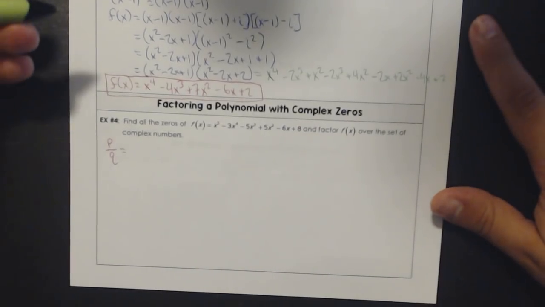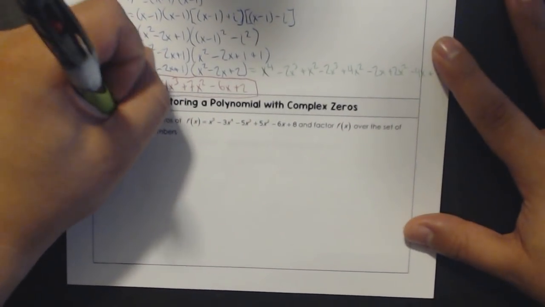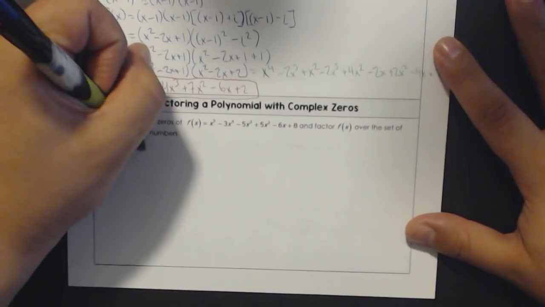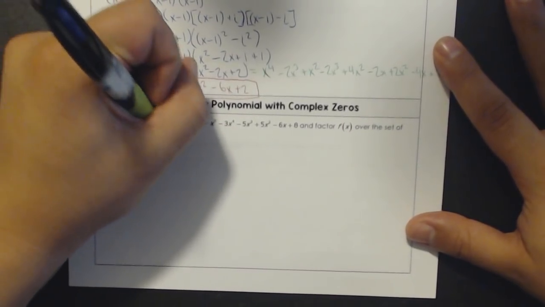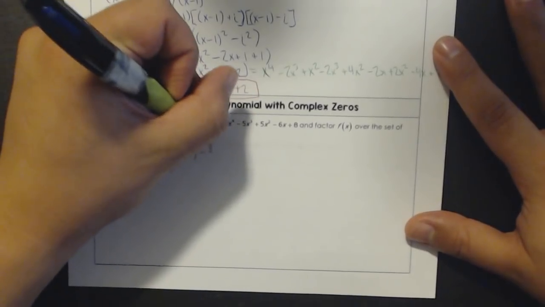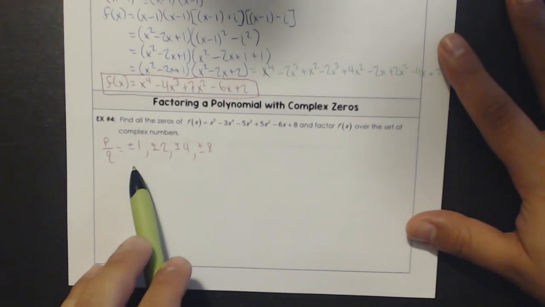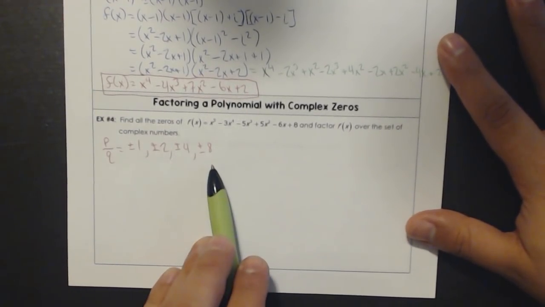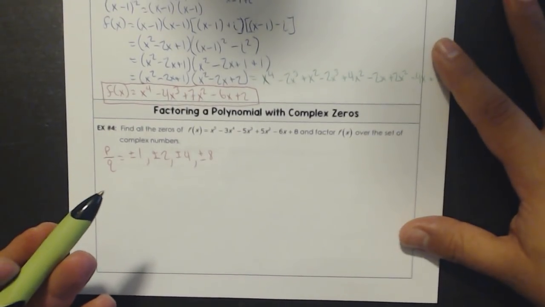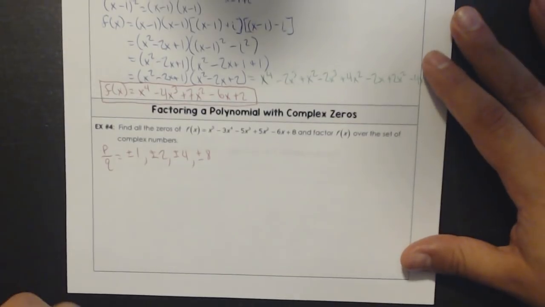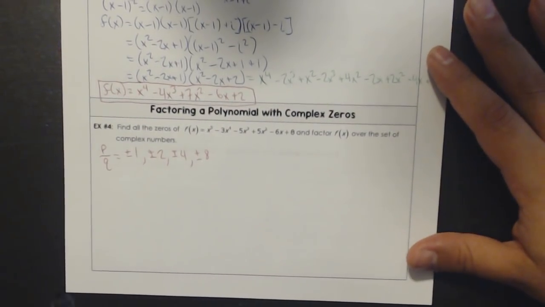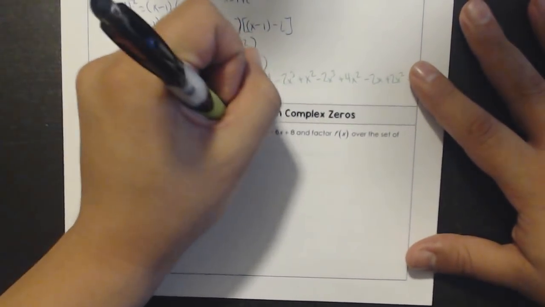So we're going to write out all the factors of 8. That'll be plus or minus 1, plus or minus 2, plus or minus 4, and plus or minus 8. Here, all we're going to do is test out numbers using synthetic division, and if we get 0 as the remainder, we find out that that is a factor. So let's use some factors that I already know are going to work. I'm going to use 1.